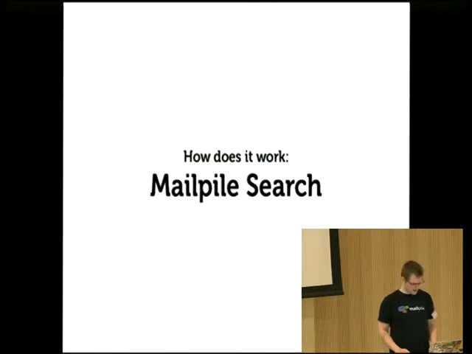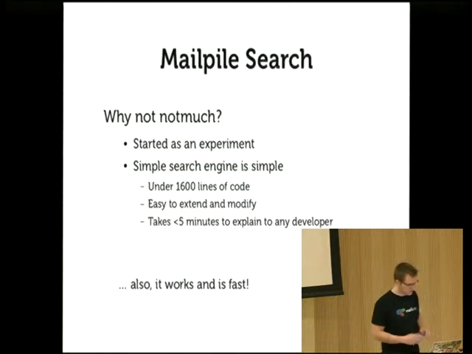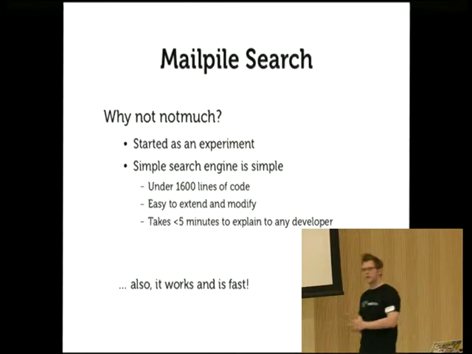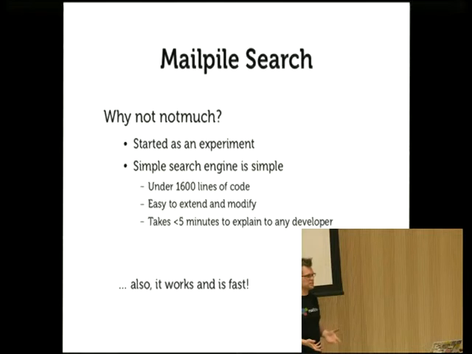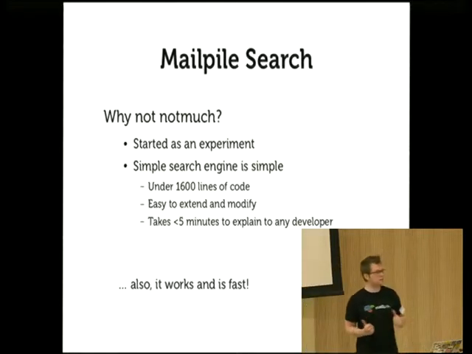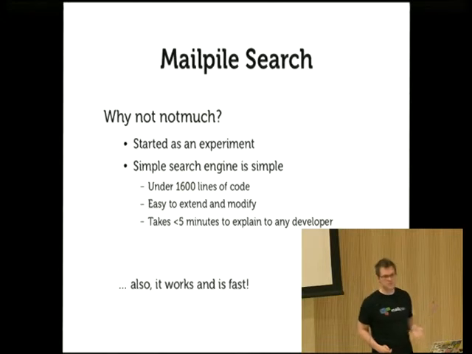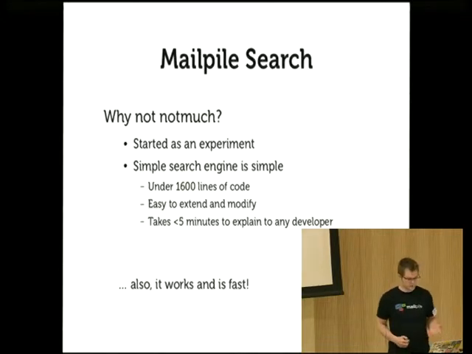And details, how does it work? I get the question all the time, why are we not using X, Y, or Z? Why did we write our own search engine? And the honest answer is because that's how the project started. I was just curious, can I write a search engine? So I went and I did. And it works, and it's fast, and it's under 1,600 lines of code at the moment. So I don't really feel any need to change.